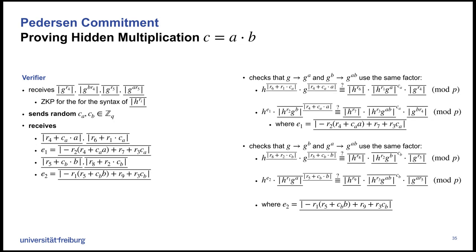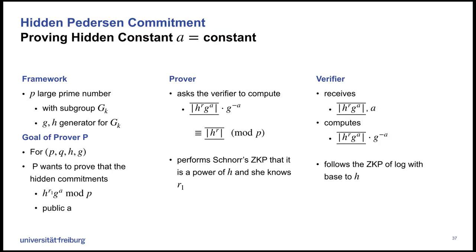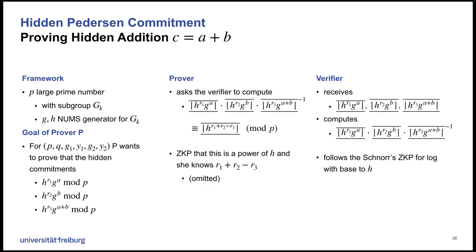Okay, so what we could do, for example, is we could prove that we have a hidden addition. Let's start with that one. So I have the following hidden commitments. This is one commitment, G to the A. This is the next commitment, G to the B, and the third commitment is for A plus B. Nobody knows that A plus B is C, and if you do this, you get a random number.